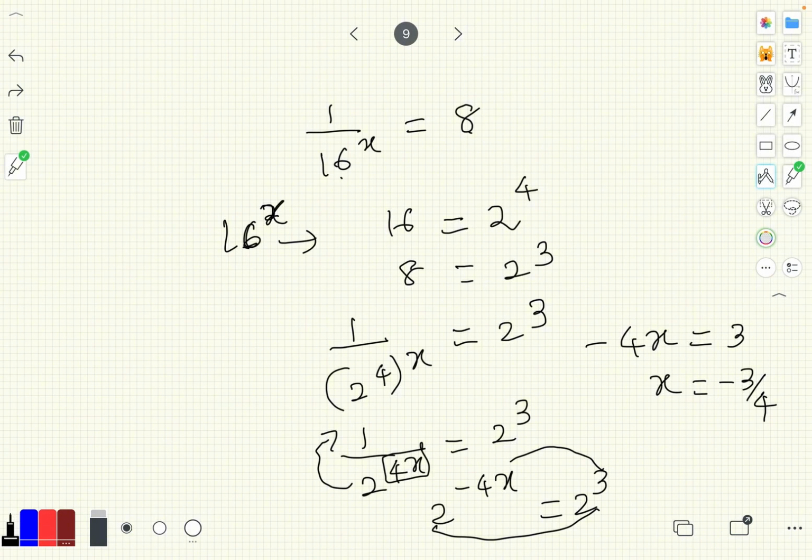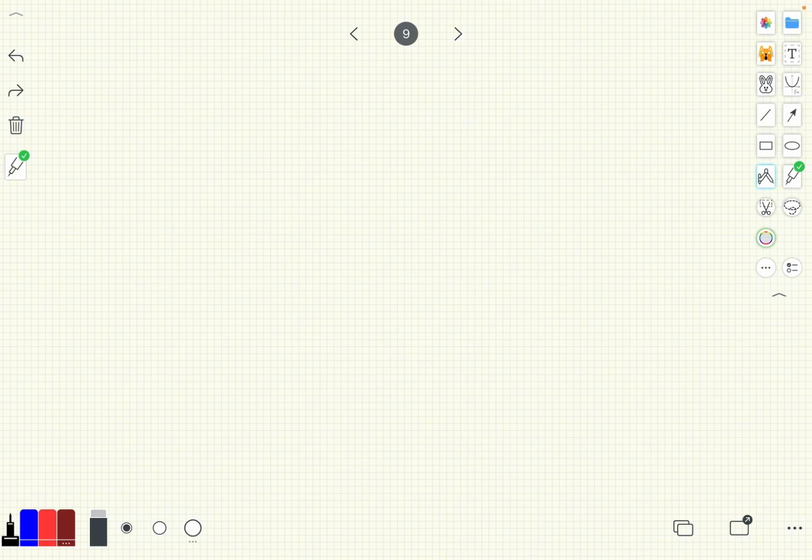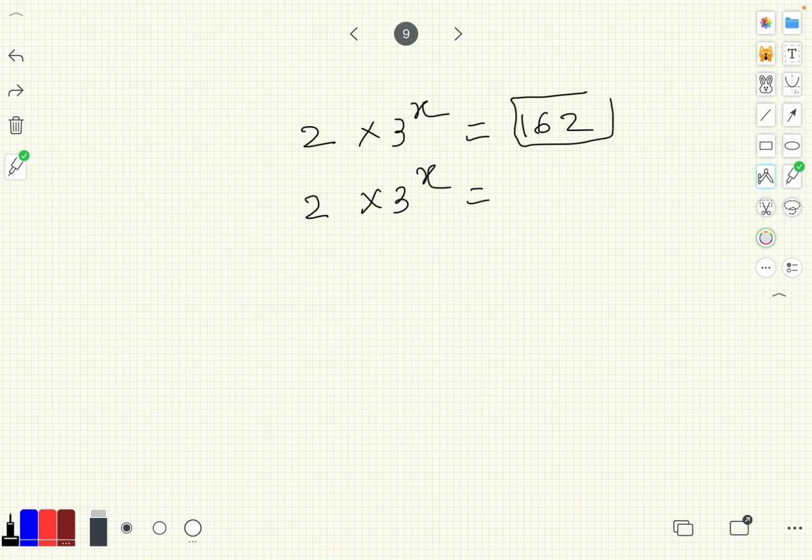Okay? And let's see one more example. Let's increase the difficulty slightly. 2 times 3 to the x is equal to 162. The key idea is 2 times 3 to the x. Try to think if you can write 162 as the product of the base 2 and 3.